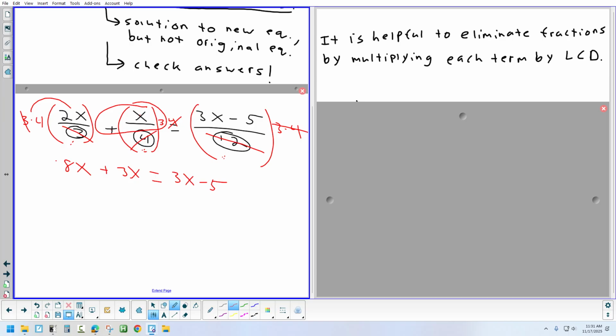Now, if this wasn't a 12, if this was like a 13, well, then it would have been a little bit messier. We would have had to multiply everything by 3, 4, 13. But because 12 was the product of these two, it made the least common denominator easier to find. Any question on that?